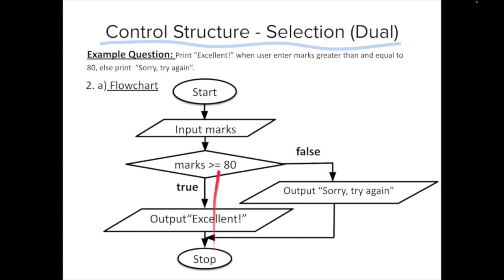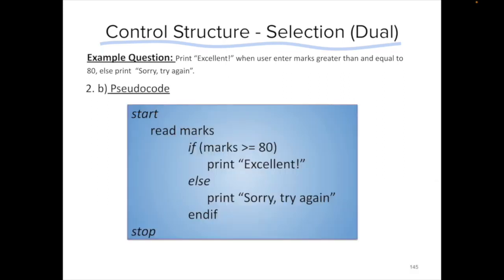Start, stop, input, marks. Condition dia apa? Marks greater than equals to 80. Kita tahu when if it's true, we need to output excellent or we need to print message excellent. And then false, we say print message sorry, try again. Guna perkataan output pun boleh, tapi saya prefer you all buat print message bagi clear. Alright, again, dah dapat flowchart yang kukuh macam ni. It's gonna be very easy to transfer the information masuk ke pseudocode.